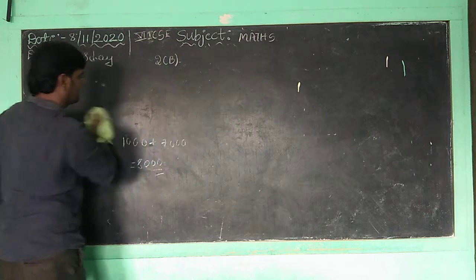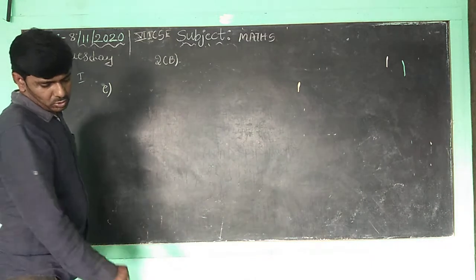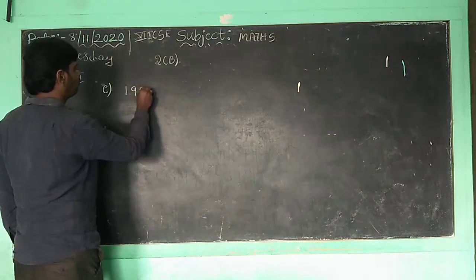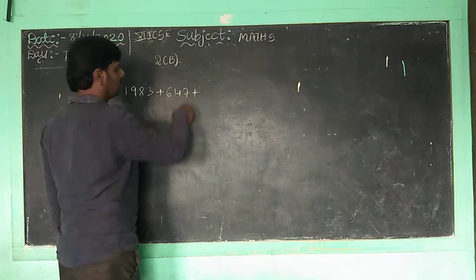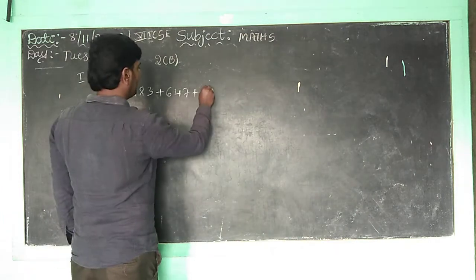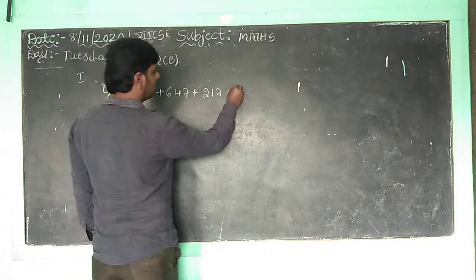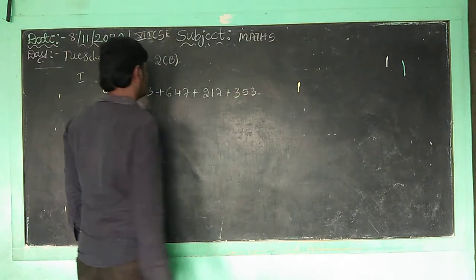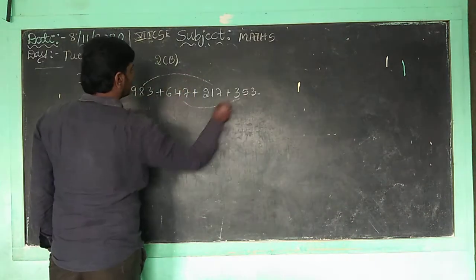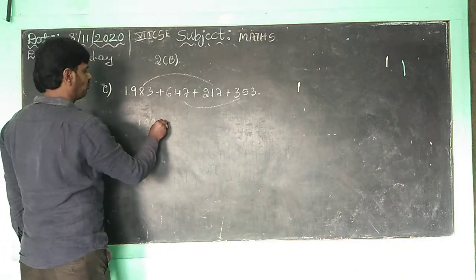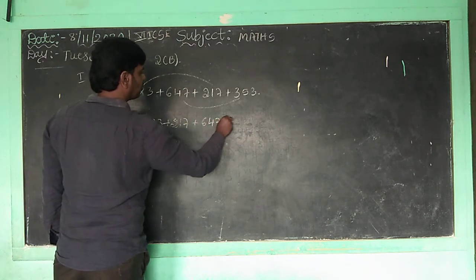What is this last question? See, children. 1983 plus 647 plus 217. Plus, children, what is that? Also 353. Correct, children? Now you want to add this one. First, these two numbers together and these two numbers together. So 1983 plus 217 plus 647 plus 353.